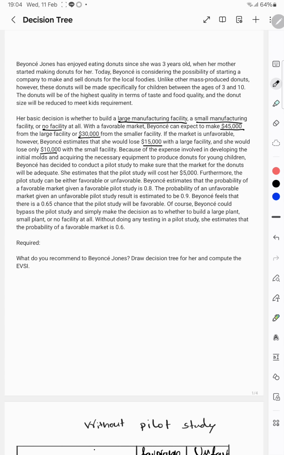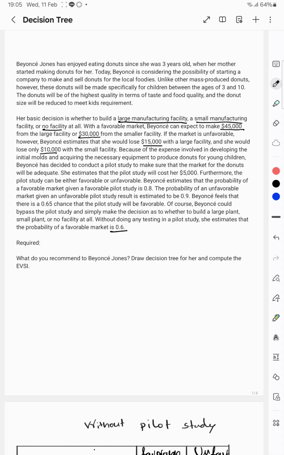But if the market is unfavorable, she will lose $15,000 with the large facility, and she'll lose $10,000 with the small facility. And as she has an option to open no factory, she will gain nothing and lose nothing if she chooses not to open any facility. At this stage, the probability of a favorable market is 0.6, and hence the probability of an unfavorable market is 1 minus 0.6, meaning 0.4.